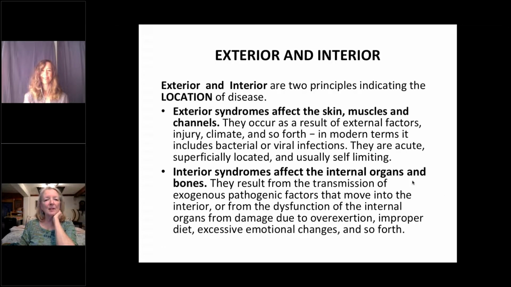So let's cover a little bit more thoroughly exterior, interior. So the exterior, as I said, is the surface of the body. It's the skin, it's the muscles, it's the channels. The channels are the meridians that flow underneath the skin. And so this is most influenced by external factors, be it pernicious influences that we talked about, injury, of course, where we can bruise on the skin, climate conditions.